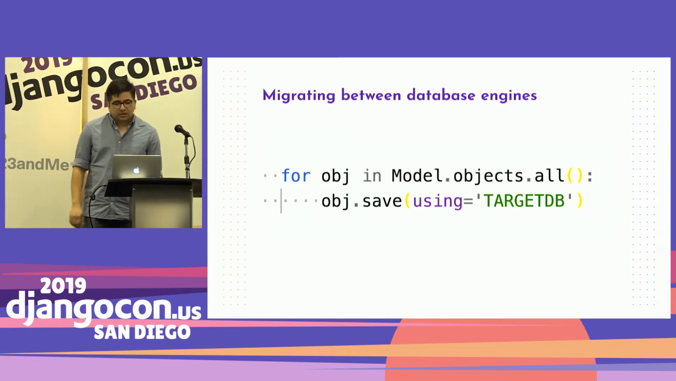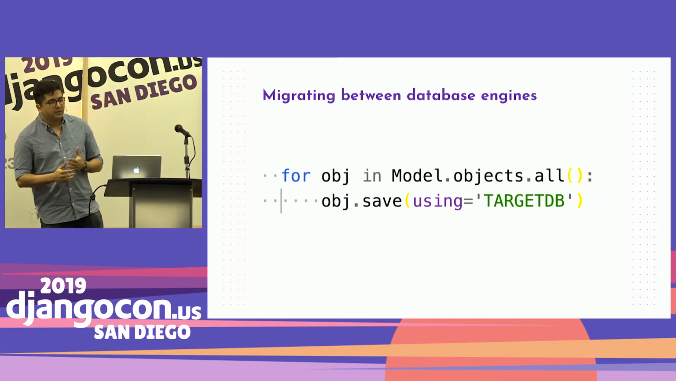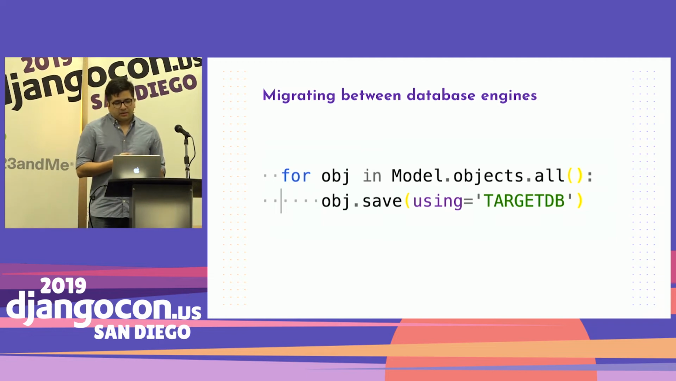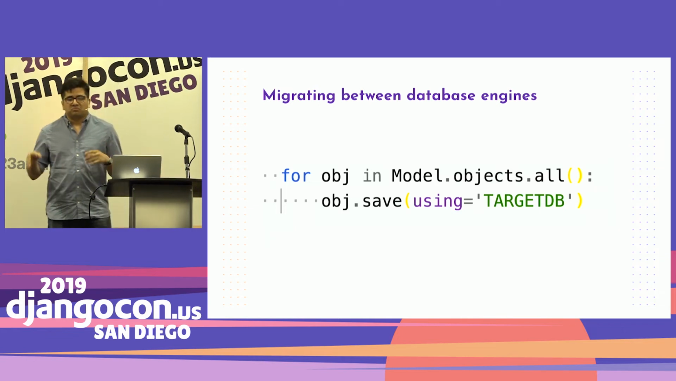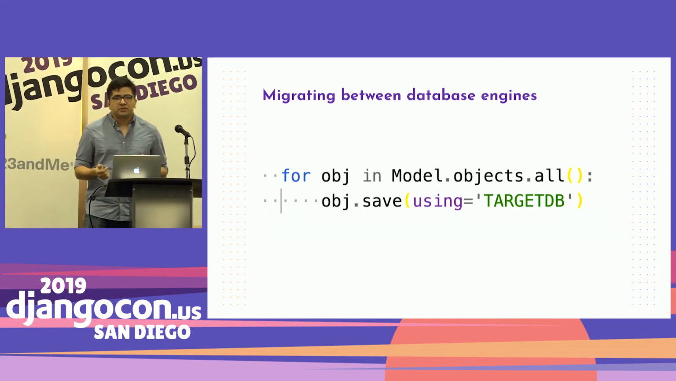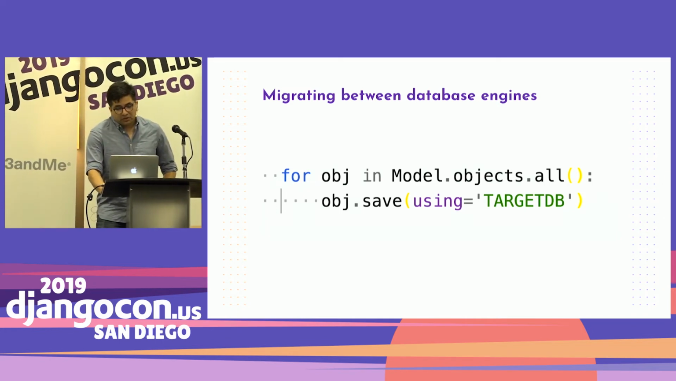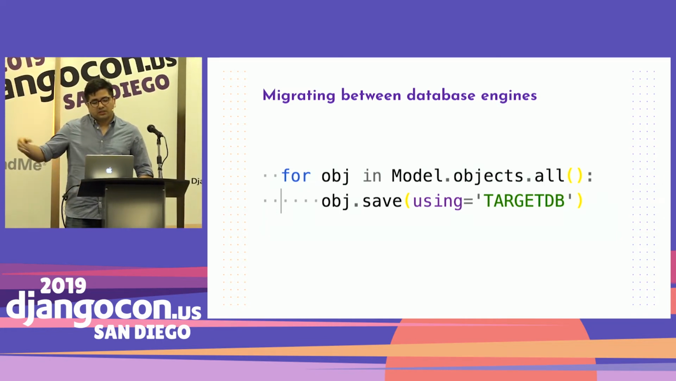There's another thing that you can do: you can use this technique to migrate stuff from one database engine to another without doing any transformation. So just basically do a model.objects.all and save it to your target database.